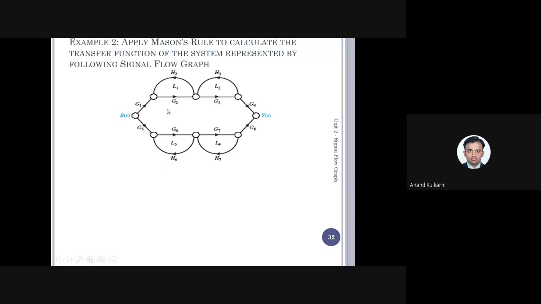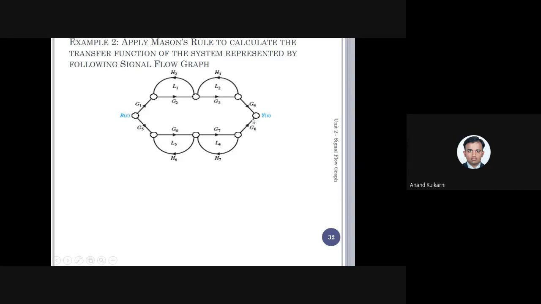And one more thing, what you can do is you can name these nodes in clockwise direction or anti-clockwise, whichever is convenient to you. I prefer to do it in clockwise. I'll consider this as node number 1, this as node number 2, this as node number 3, this as 4, this as 5, this as 6, this as 7, and this as 8. So there are totally 8 nodes. Starting from R of S, this is node 2, 3, 4, 5, 6, 7, and 8.